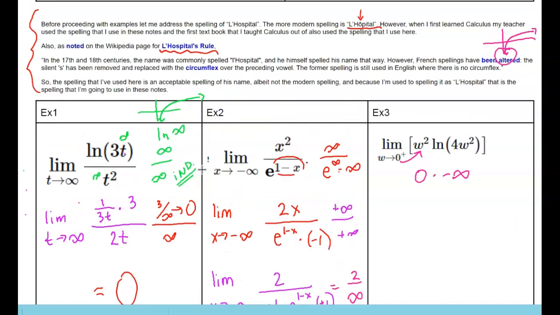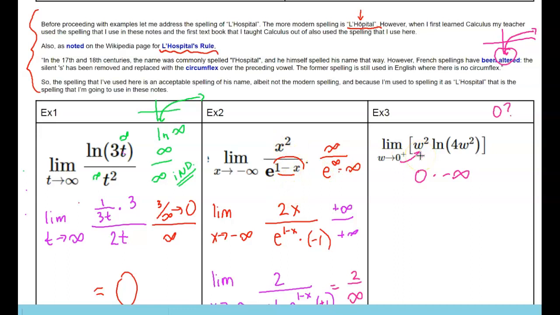Okay. The answer is not necessarily 0. So I'm going to put a little question up here and say, will it really end up being 0? Could we have really saved ourselves some time? I don't know. So the next thing is, how do I actually do a product? You don't do a product rule. What we want to do is get a ratio, okay?